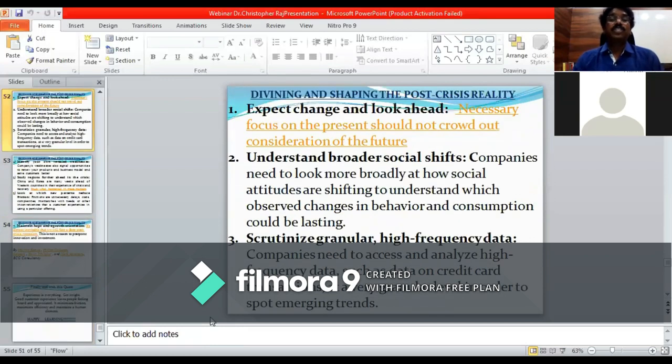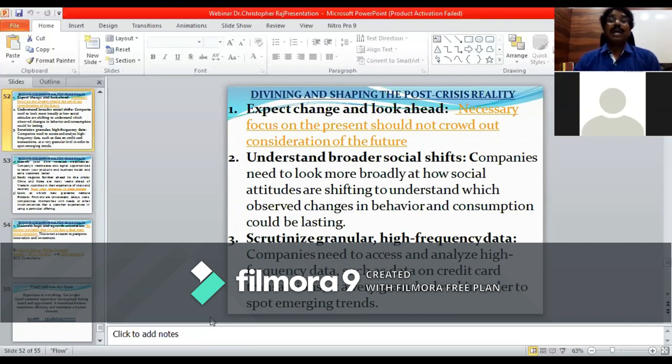Driving and shaping the post-crisis reality. Expect change and look ahead. The necessary focus on the present should not crowd out consideration of the future. Understanding broad social shifts: companies need to look more broadly at how social attitudes are shifting to understand whether the observed changes in behavior and consumption could be lasting.